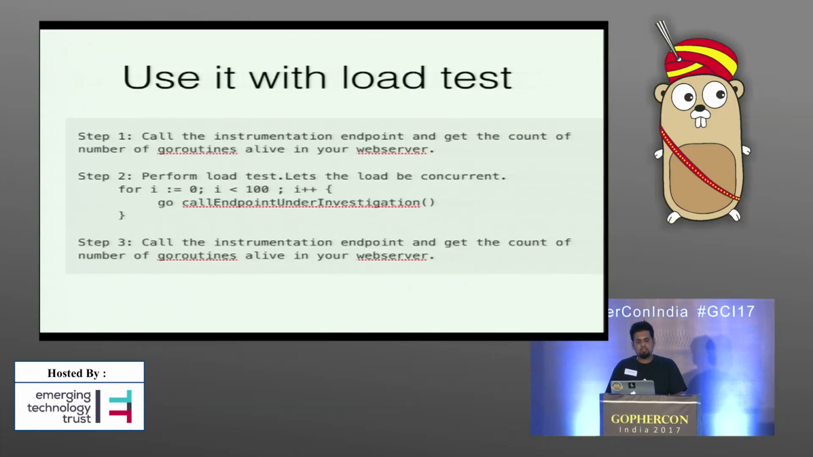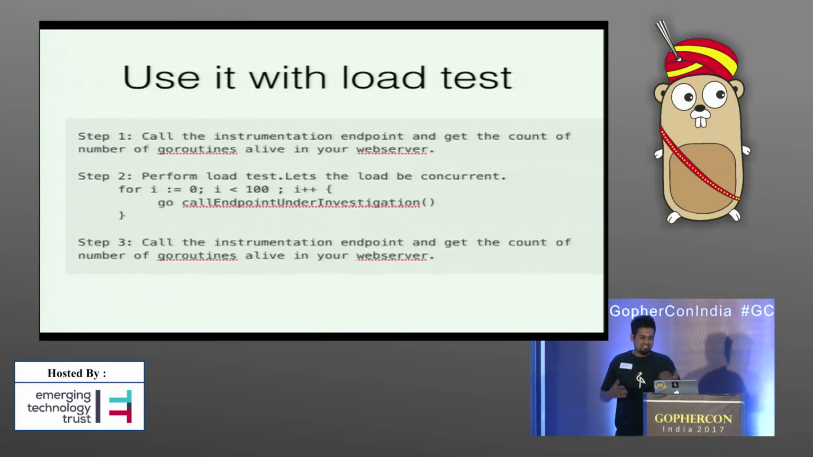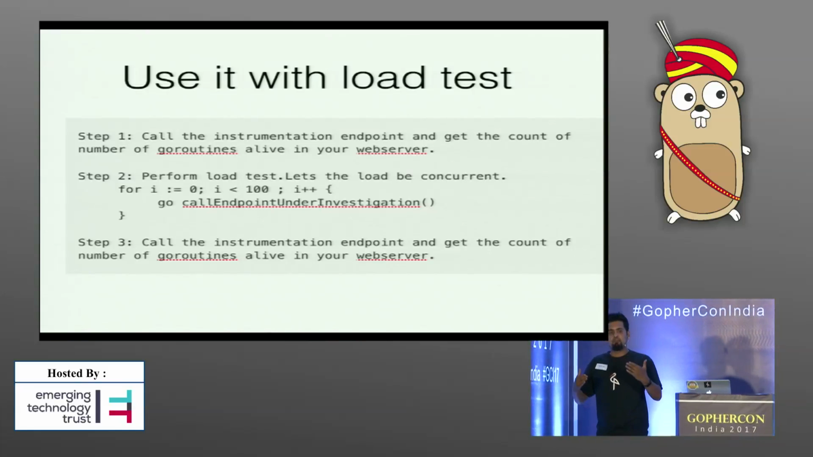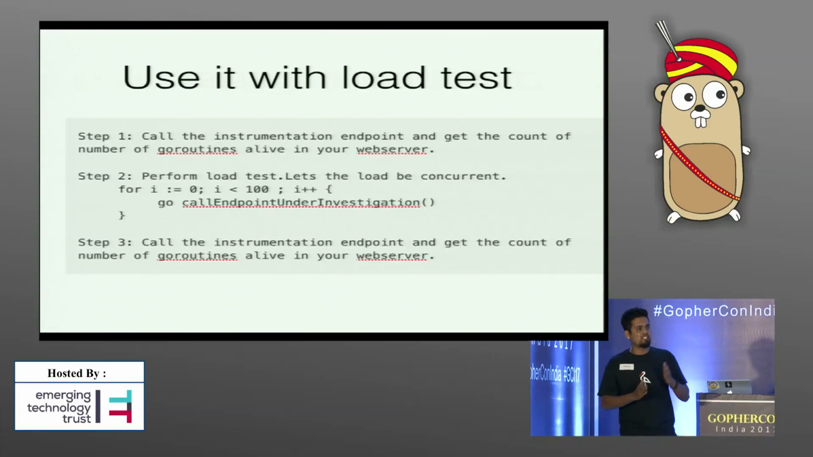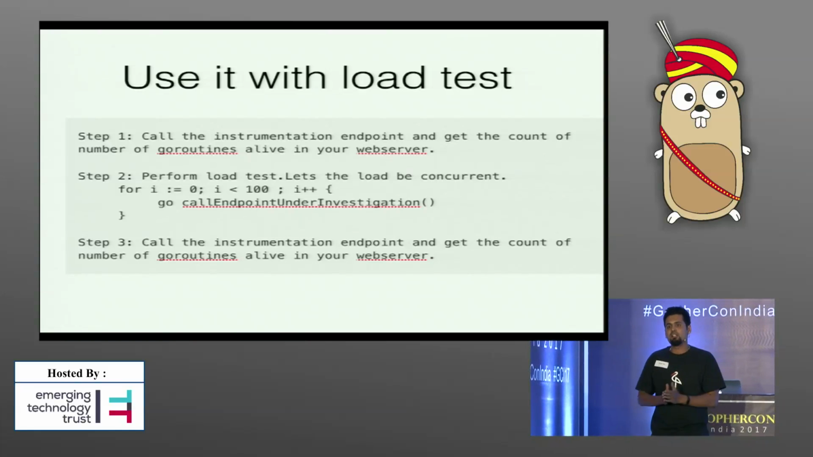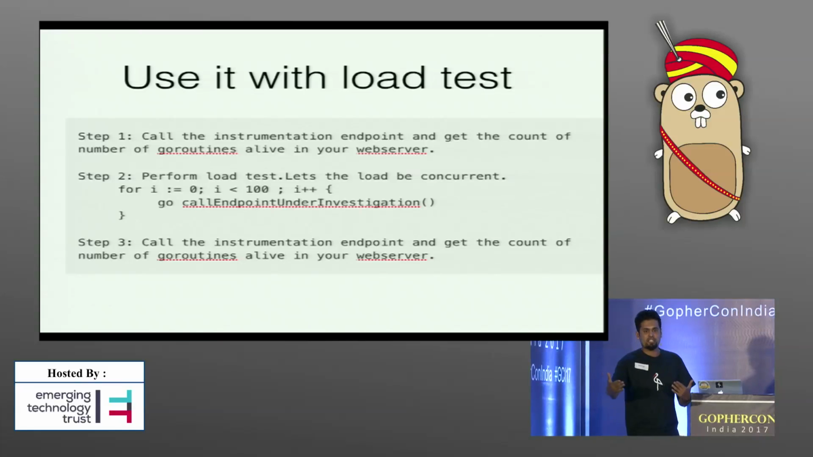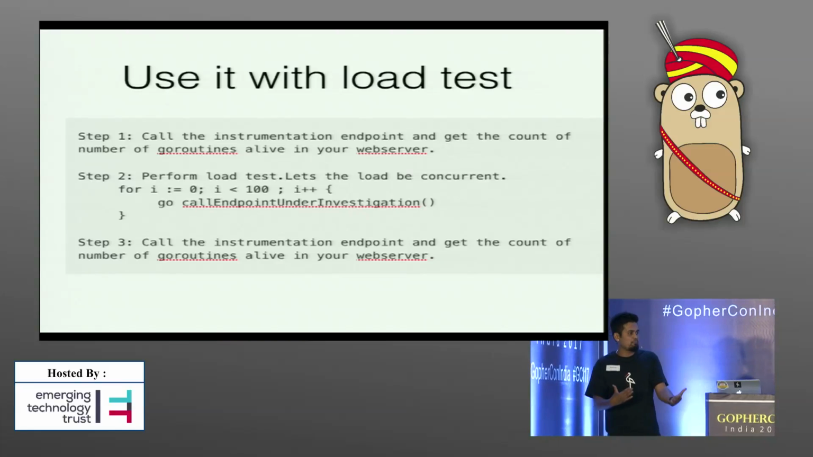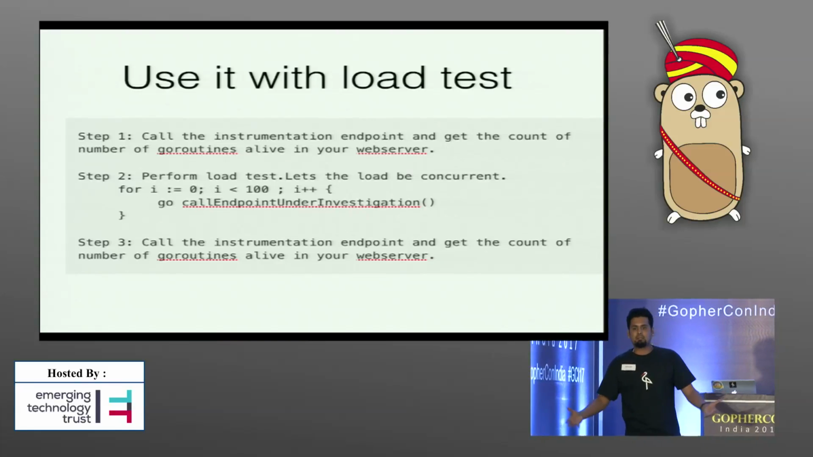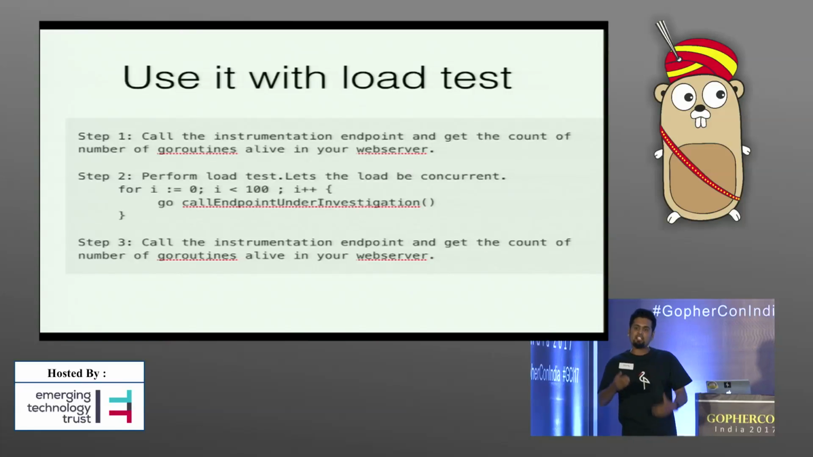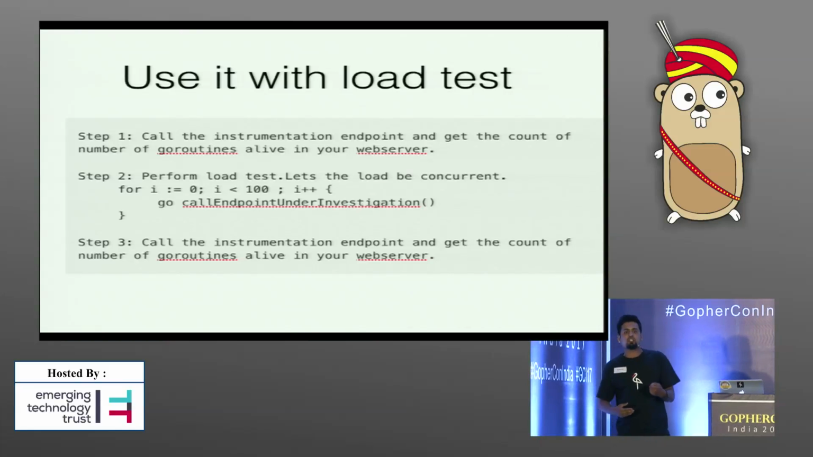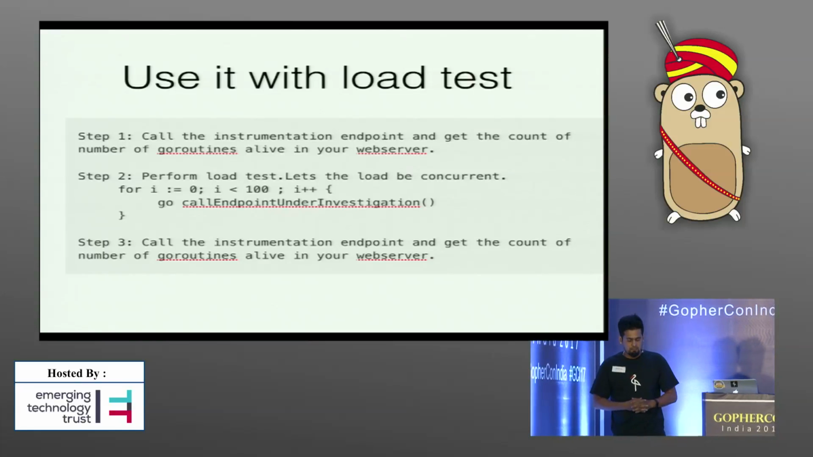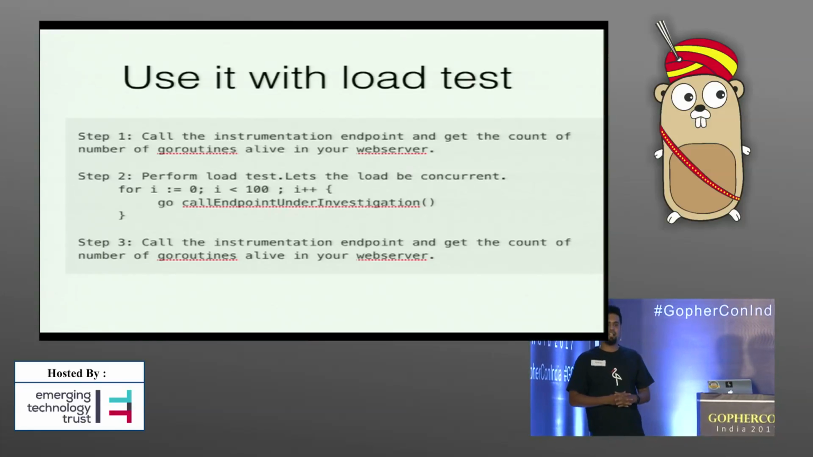So here is a very simple formula. Have an instrumentation endpoint in your web server which returns the number of Go routines alive in your system. Call that endpoint before your load test to see how many Go routines are alive. Let's say now you bombard your endpoint with 50 or 100 or some number of concurrent requests. After your load test is finished, again check the number of Go routines alive in your system. If you find it really abnormal, then there exists a leak in your code.